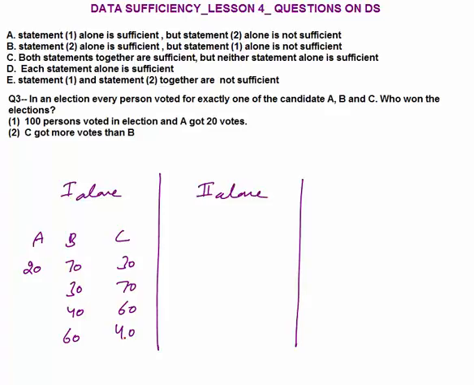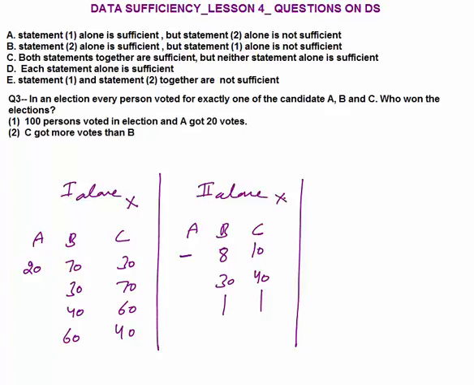Now who won the election? It could be B or it could be C. We can't get a unique answer. This statement is not sufficient to answer the question. Second, C got more votes than B. Second alone. It could be 10 and 8, and the rest will be for A. It could be 40 and 30, and there will be any number of possibilities in this case also.